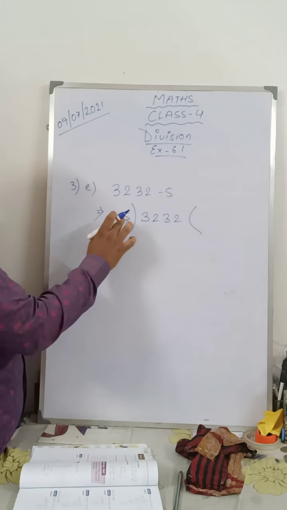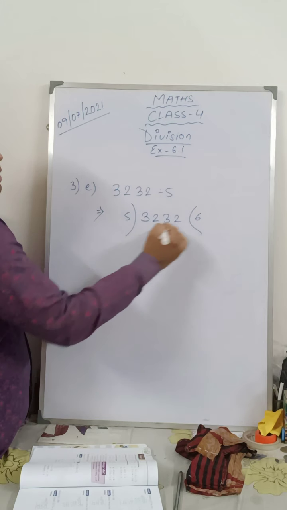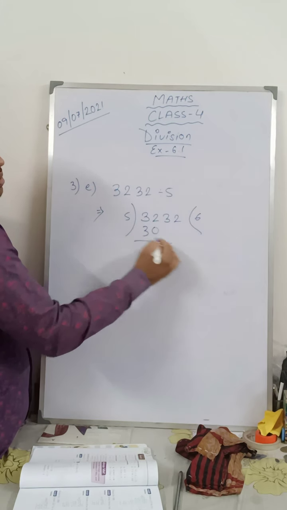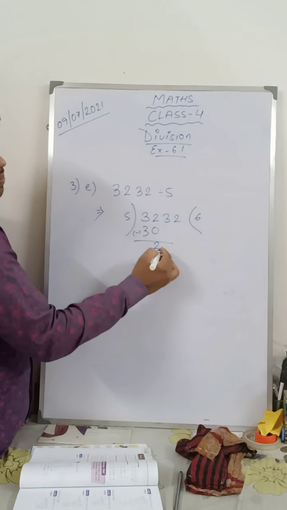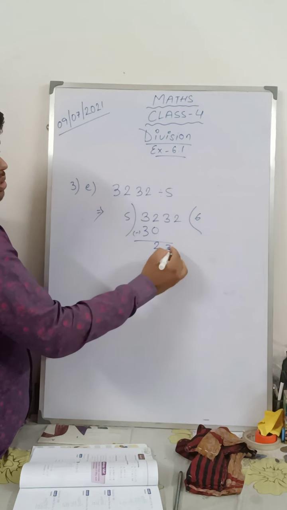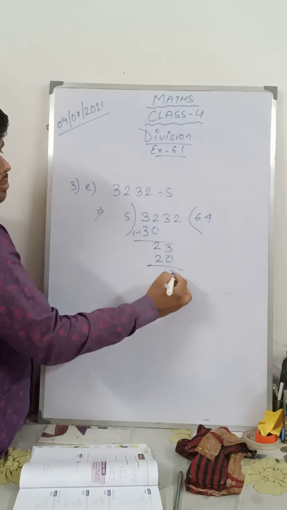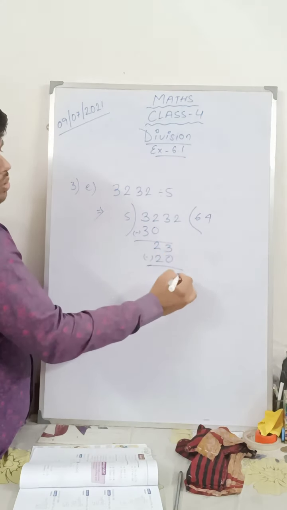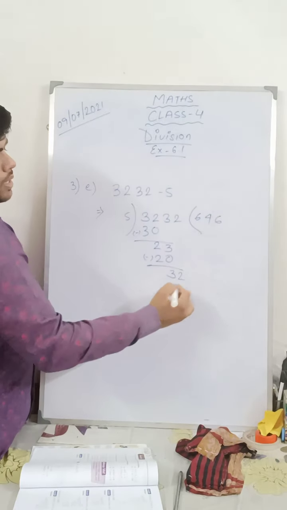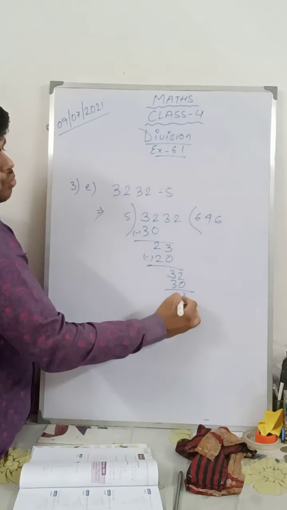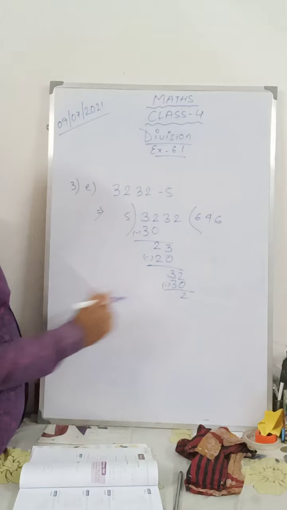After division, 6 5s are 30. You subtract 2. Now 3 comes down. 5 4s are 20. Subtract 3 and 2 comes down. 5 6s are 32. So here 2 is your remainder.